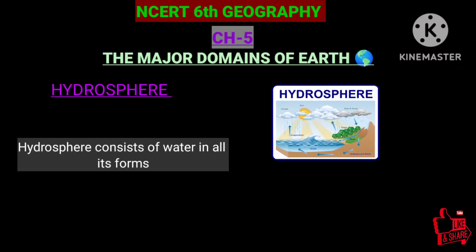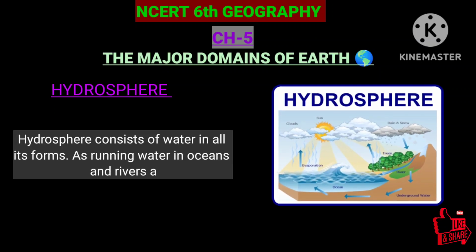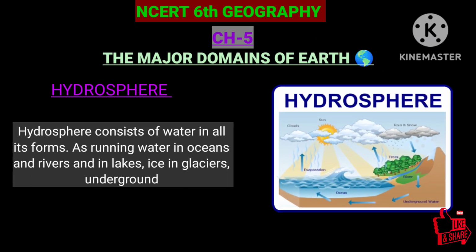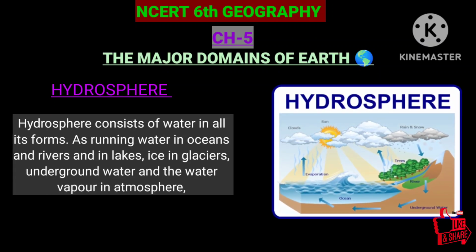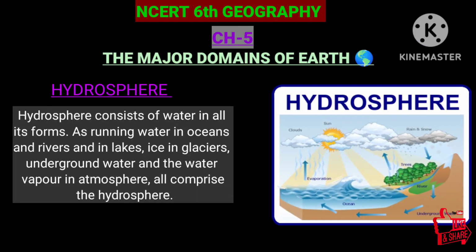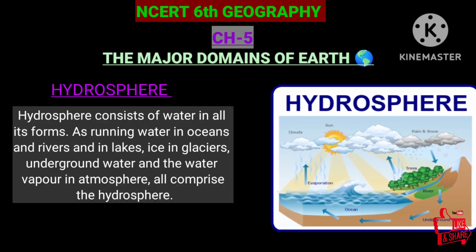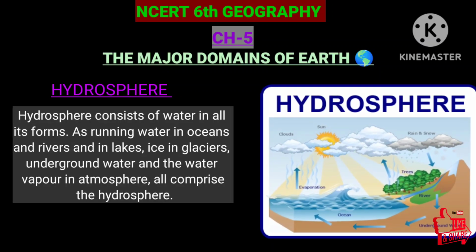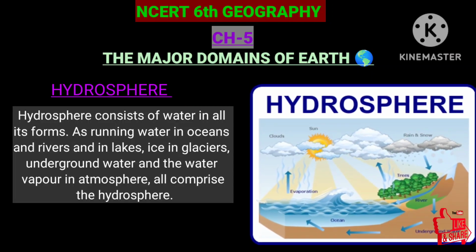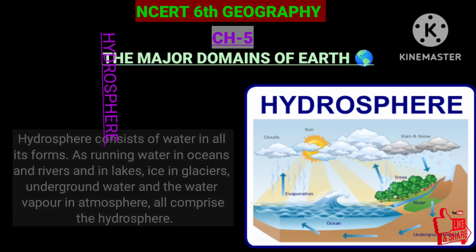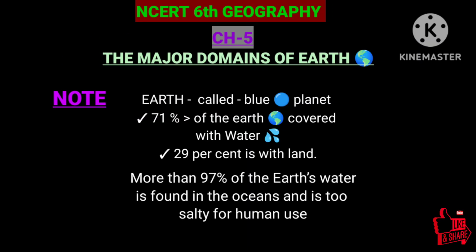Hydrosphere. We know that hydro means water, so the hydrosphere is related to water. The hydrosphere consists of water in all its forms: running water in the oceans and rivers and in the lakes, ice in the glaciers, underground water, and water vapor in the atmosphere all comprise the hydrosphere. Earth is called the blue planet because more than 70% of the earth is covered with water, and 29% is land. More than 97% of the earth's water is found in the oceans and is too salty for human consumption.